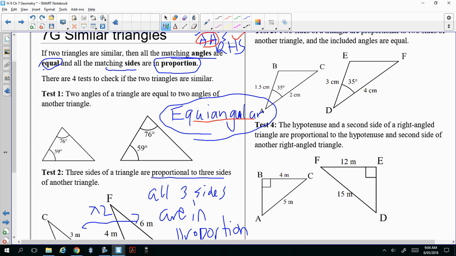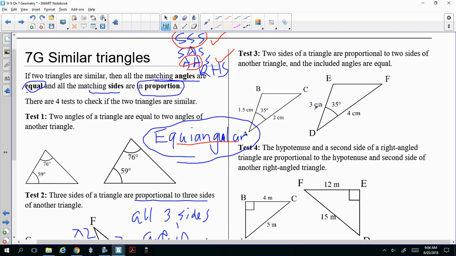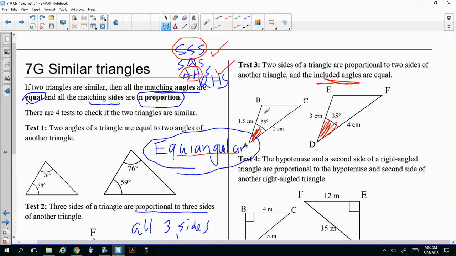We have 2 sides in proportion. So they all double, the 2 sides. And the included angle must be equal. That's called the included angle. So it's similar to SAS, except the 2 sides are in proportion and the angles are equal. It has to be the angle in between the 2 given sides.